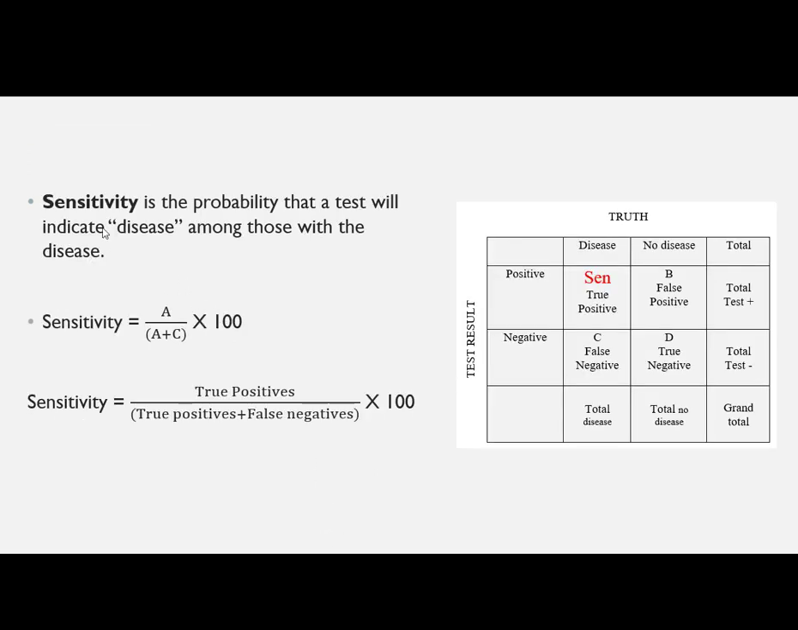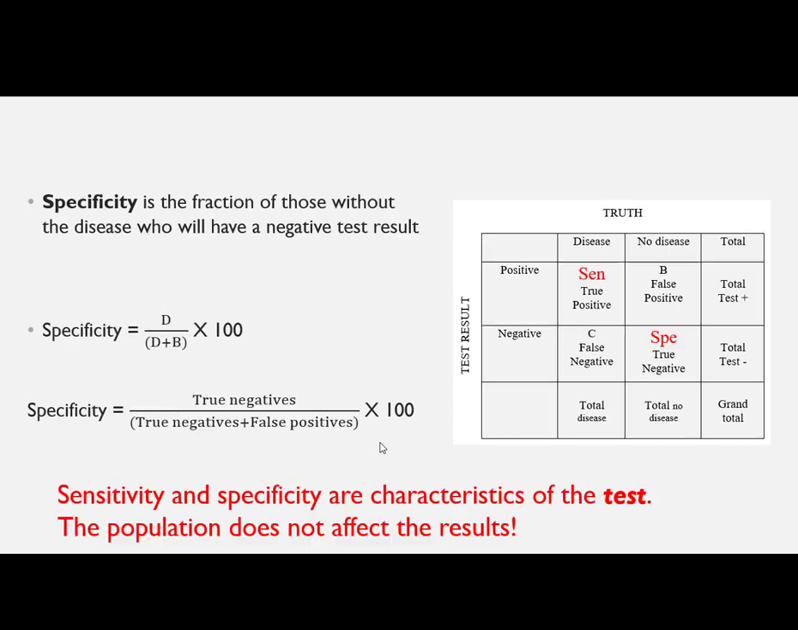So sensitivity is the probability that a test will indicate disease among those with the disease. That's this cell here, the true positives. We want to know what's the sensitivity of a particular test, and that is this cell, those with the disease who tested positive for the disease. So we do A, which is this cell, divided by A plus C, okay, or just the total disease. So true positives divided by true positives plus false negatives times 100.